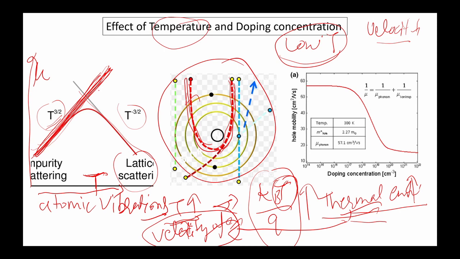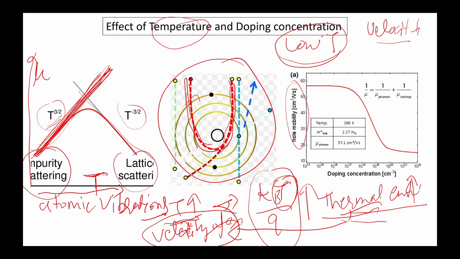So you can easily see that impurity scattering is there. The more the doping, the more centers of ionized impurities there will be. The more centers of ionized impurities, the more the scattering. The more the scattering, the less the mobility. Let us say this is the hole mobility, in centimeter square per volt second.